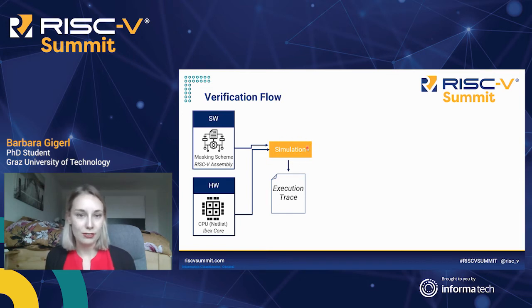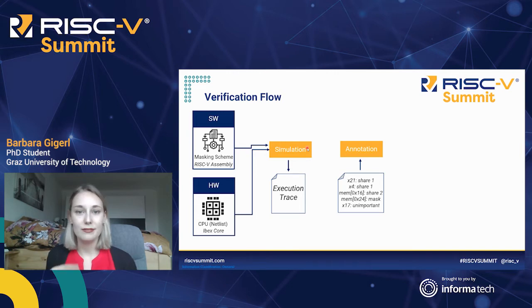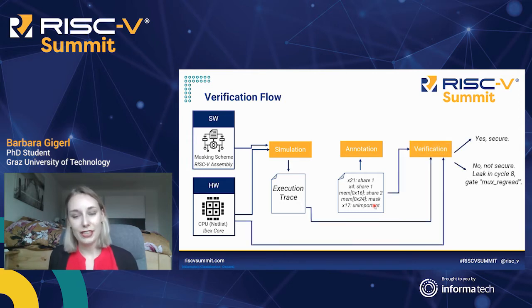In our case, this was Verilator. Once we have the execution trace, we label the circuit's inputs, so in our case, the registers and memory locations, to give the verification method a notion of in which register is a secret share, or in which register is a random value, or in which memory location is a random value, and which registers are unimportant and not relevant for the verification. In the third part, the actual verification starts, and it has 3 inputs.